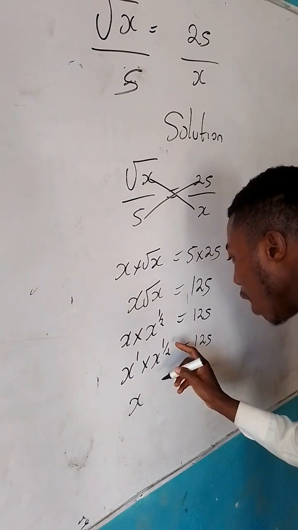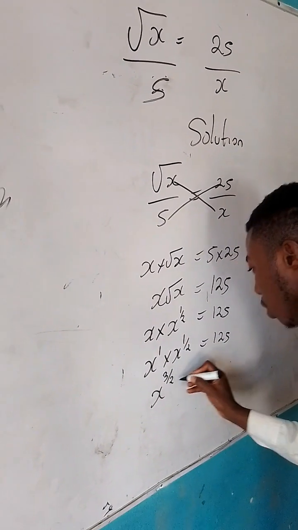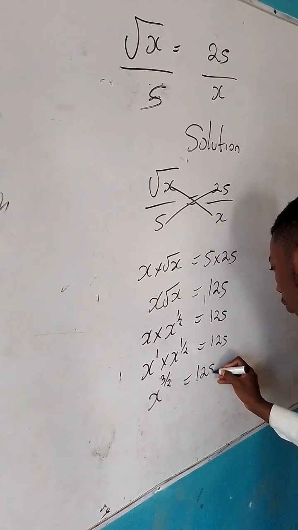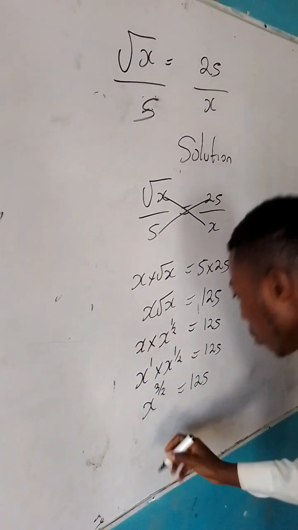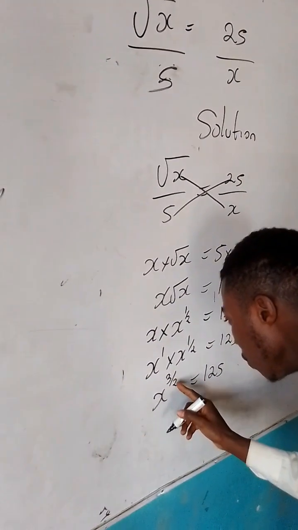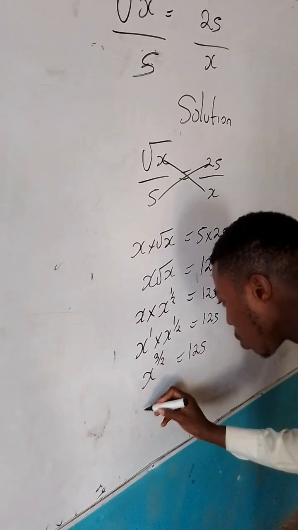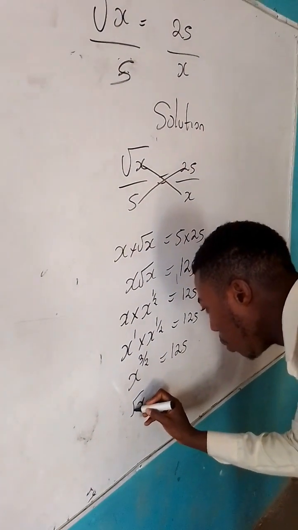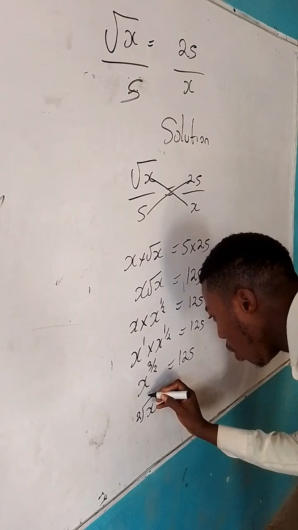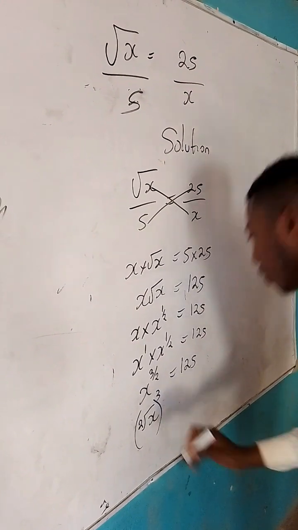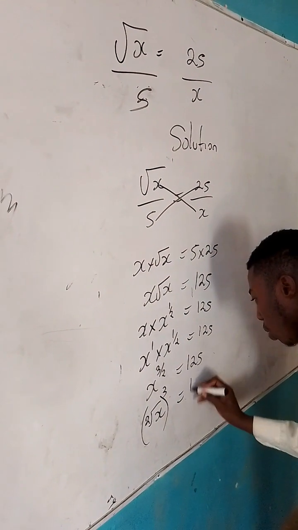So now 1 plus half is going to give you 3 over 2. Then you now have 125. Then let's now shift this. Remember this is x raised to power 3 over 2, which is now going to be the square root of x all raised to 3, which is equal to 125.